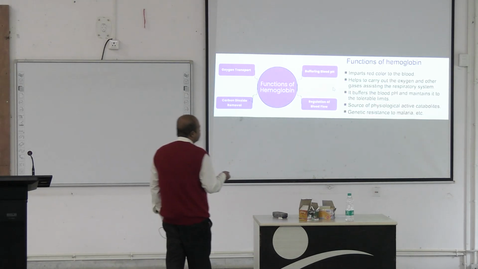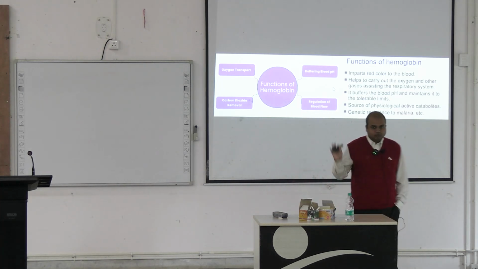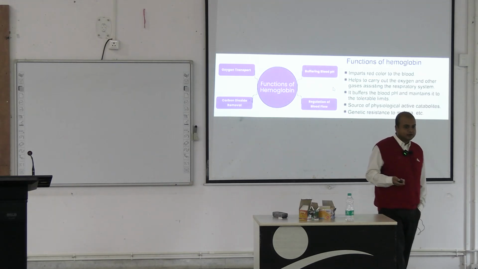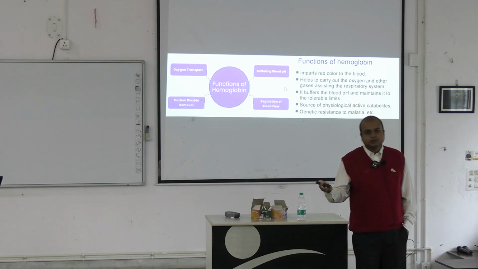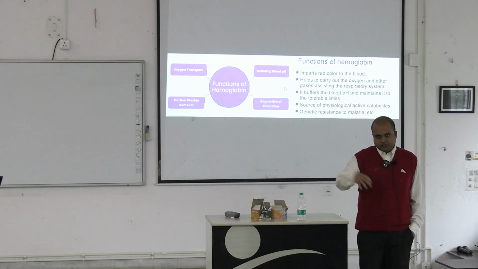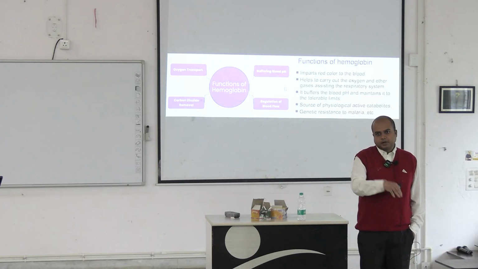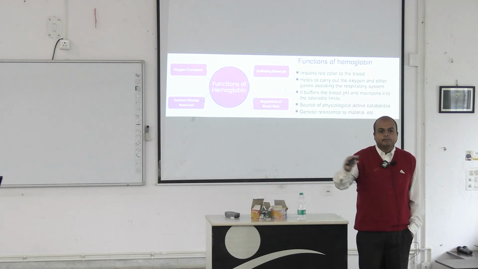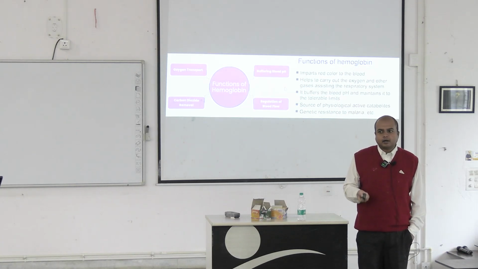Source of physiologically active catabolites, genetic resistance to malaria, regulation of blood flow, we will talk about it. But source of active catabolites, I do not know whether this can be called a function. Hemoglobin is breaking down, we will talk about breakdown of hemoglobin and form some substances, biliverdin, bilirubin. The heme part will be separated, the globin part will be separated, the iron will again be reused. So, they are writing this slide that source of active catabolites, but I do not think you should write it as a function, although they are writing.